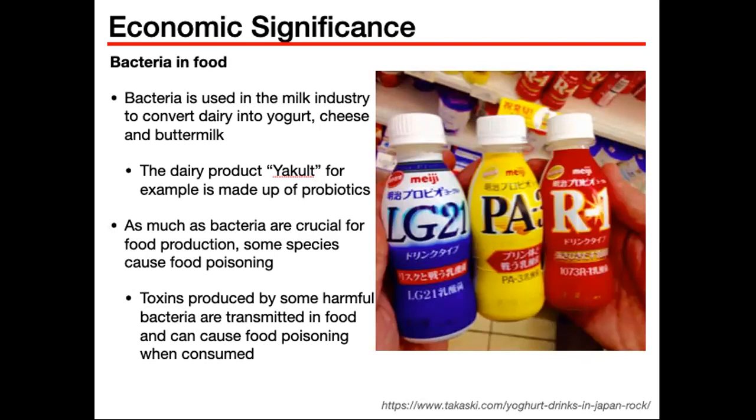However, despite these promising and crucial functions in the food industry, some species can also lead to food poisoning. Say for example, the toxins that are produced by some harmful bacteria are transmitted in food and can cause food poisoning when consumed. This is particularly a problem if food is not properly stored at the right temperature. These bacteria can flourish because our food is rich in nutrients.